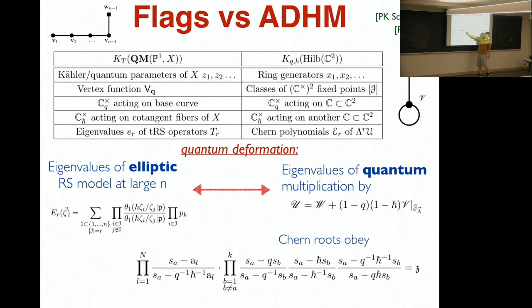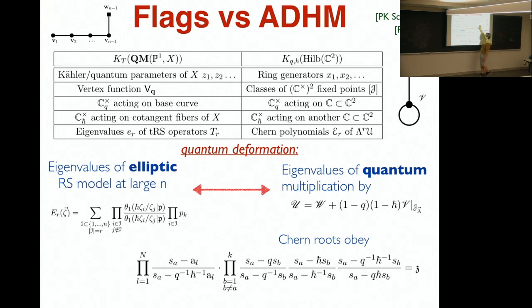As you carry this through the large N transition, what you end up having is quantization of that ring. So in other words, so far I discussed classical theory on the ADHM side. If you do the elliptic model, you get a quantum model. So you can literally say that I know the eigenvalue of quantum multiplication by some class in that theory, and it's given by taking the class and substituting the solutions of some Bethe equations. So the duality is very non-trivial.